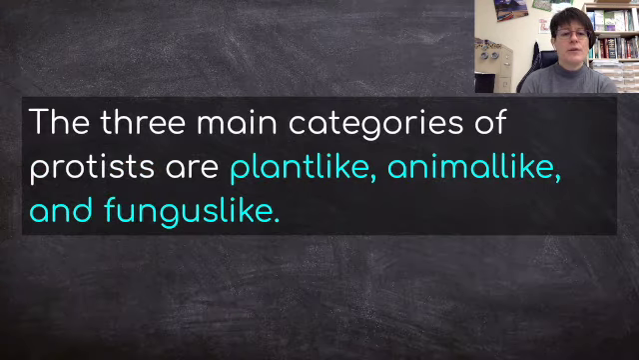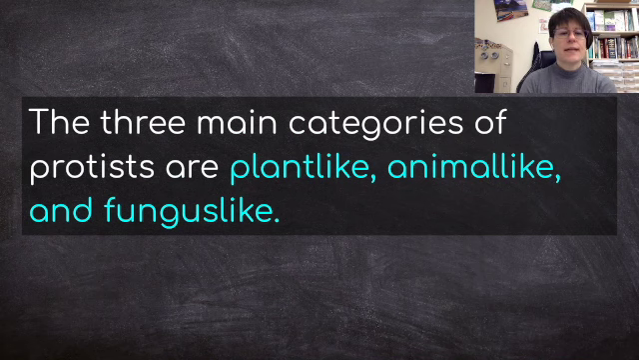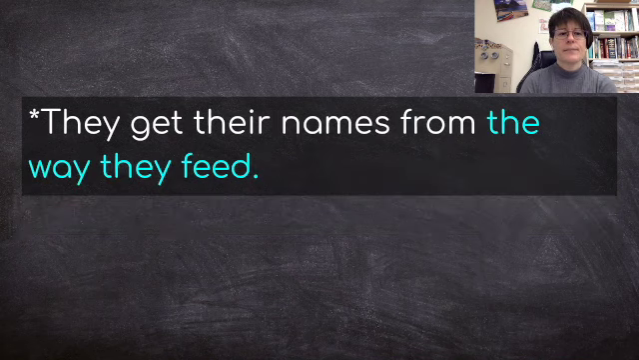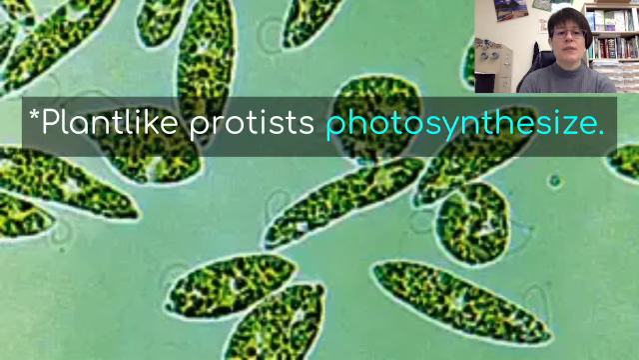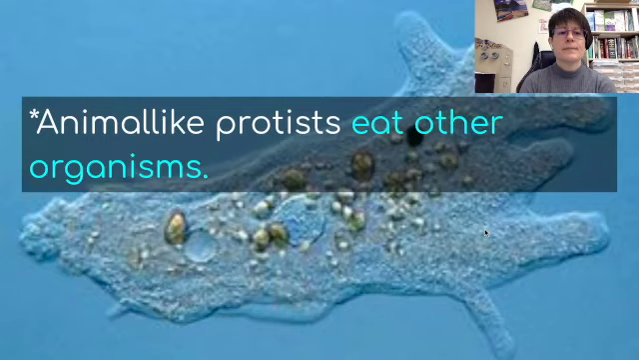The three main categories of protists are plant-like, animal-like, and fungus-like. And they get their names from the way they feed. So plant-like protists photosynthesize, like this euglena in the background. You see it has green chlorophyll for photosynthesis.